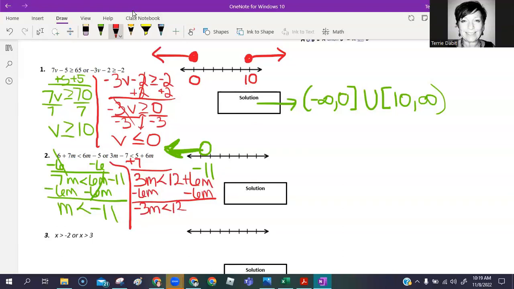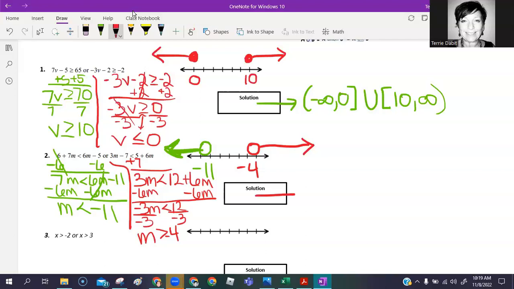Now I am dividing by a negative. So when I divide by a negative, I have got to turn that sign around. So m is greater than or equal to negative 4. So my negative 4 is up here somewhere. I've got an open circle at the negative 4, and it tells me that it is greater than.